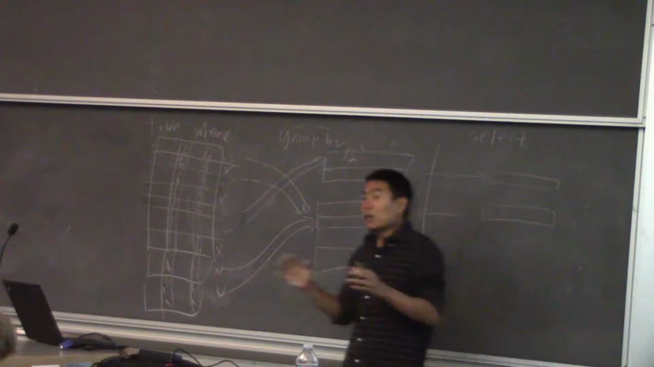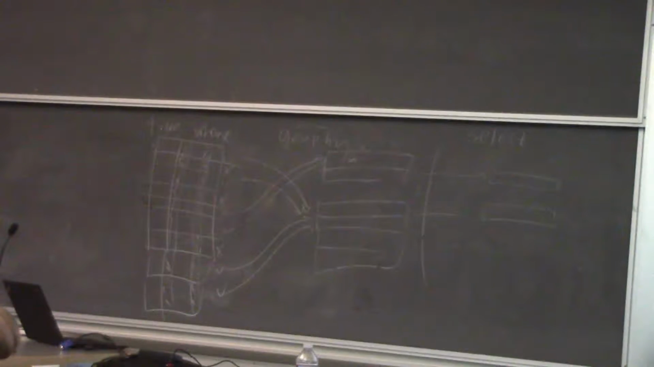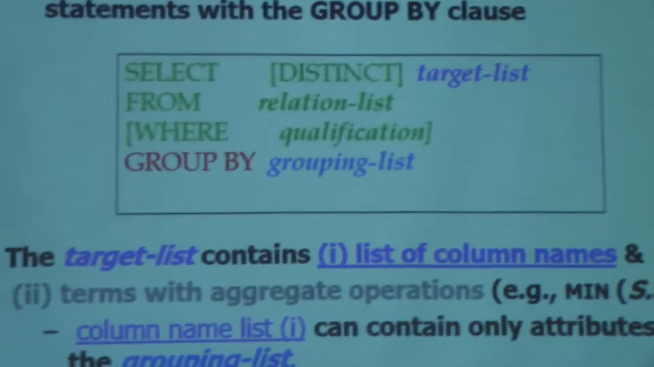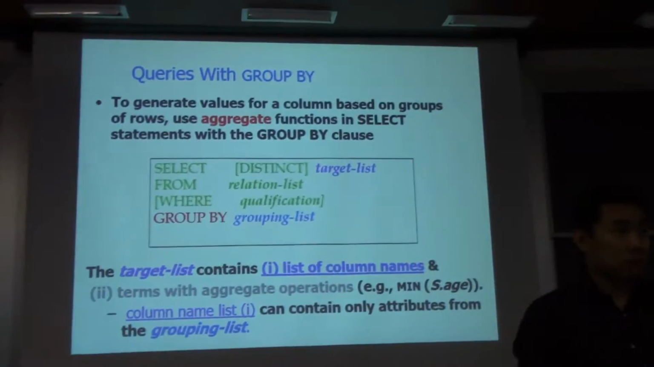With that being said, we now understand the constraint on the target list. You can have 2 types of attributes on your target list. One is any attribute from the grouping list. Why? Because they are guaranteed to have consistent values for records in the same group.